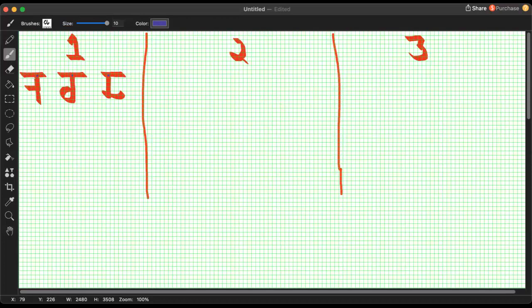Only this bottom part of the alphabet will be written. Like for example, I'll take B. I will first write the Devanagari word, okay? See, you have Kasba.